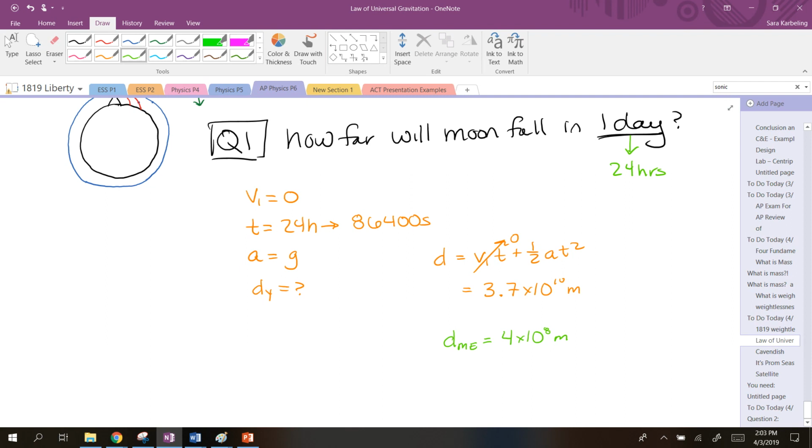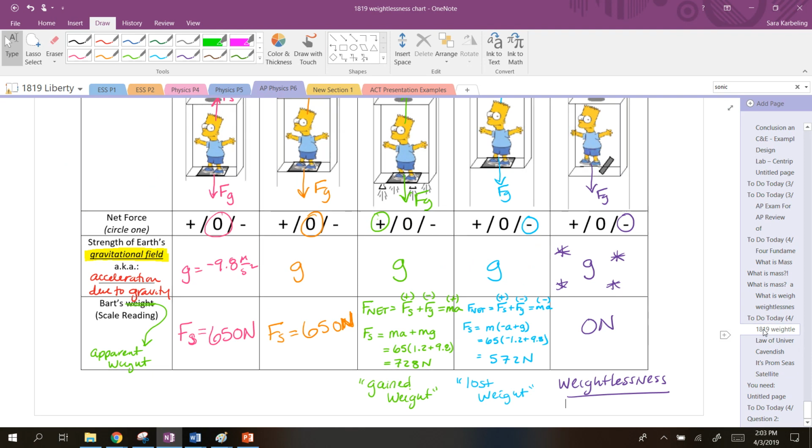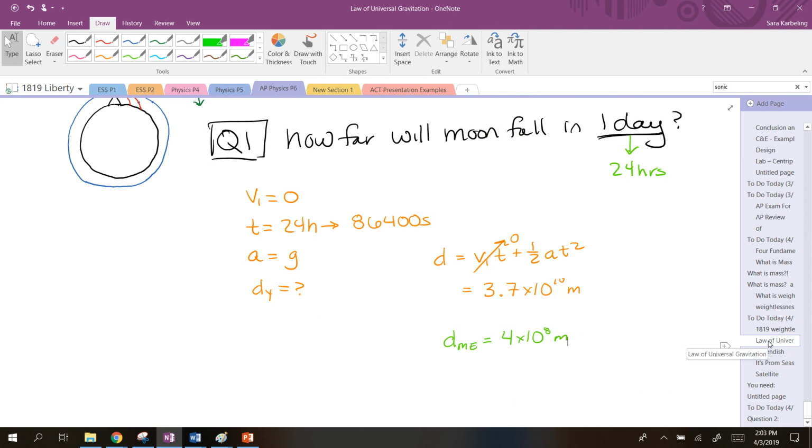There's some assumption that we made that is incorrect. What's the assumption that we made that's incorrect? It's this one. This is the piece. It came back from the weightlessness. It came back from the strength of the Earth's gravitational field. We need to figure out what that means. So, we need to ask question number 2.